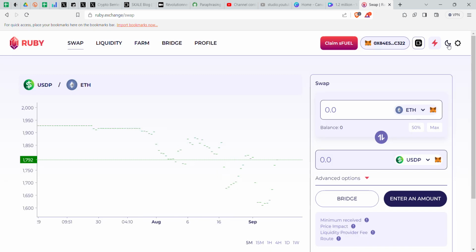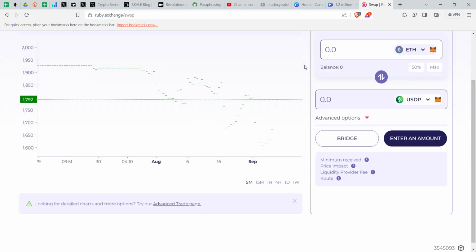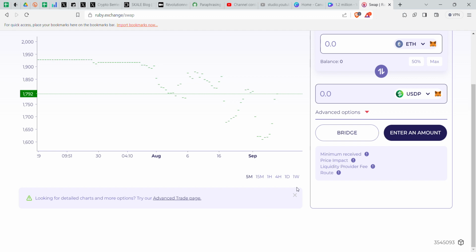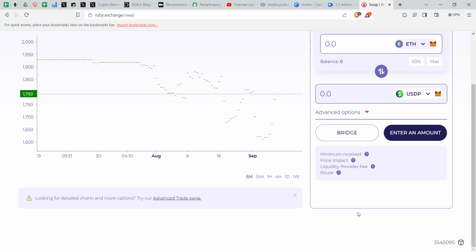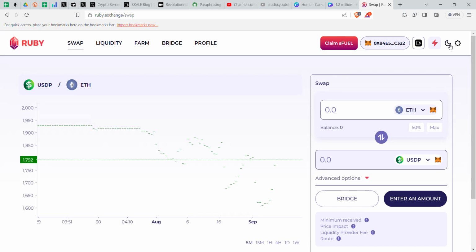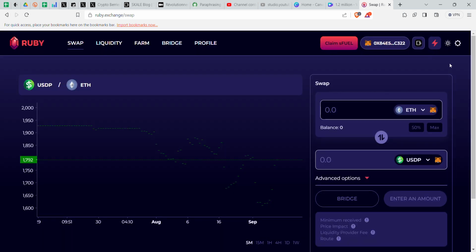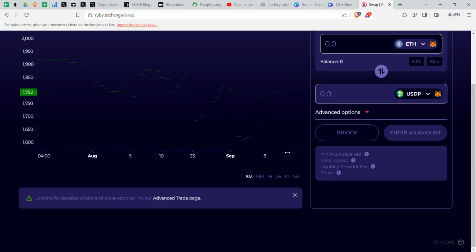Yes, there is the light and dark feature. This is the light feature for those that prefer light feature, using light feature on their devices. But personally, I always go with the dark feature.